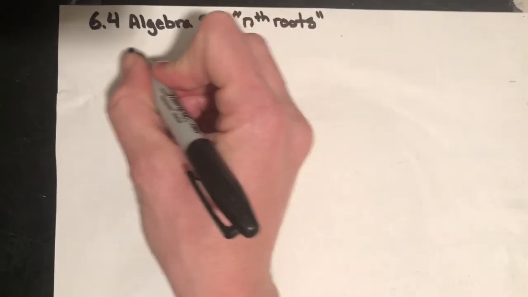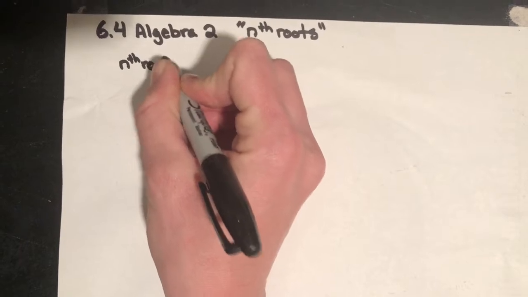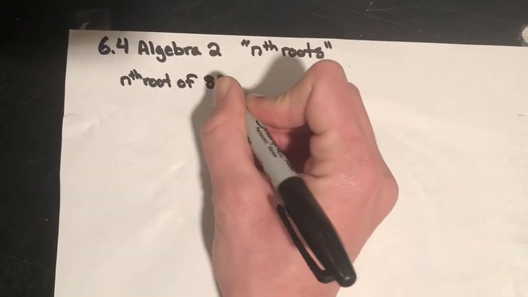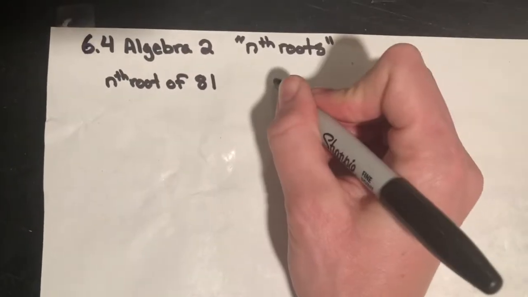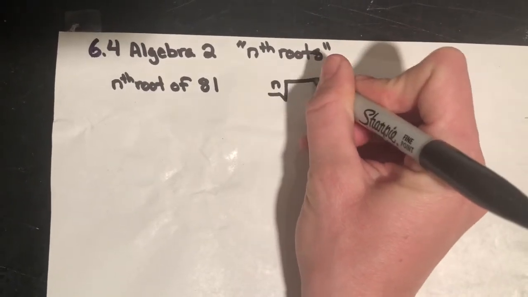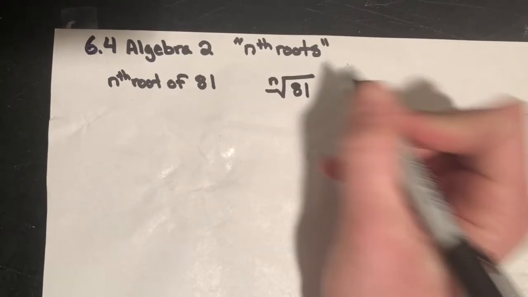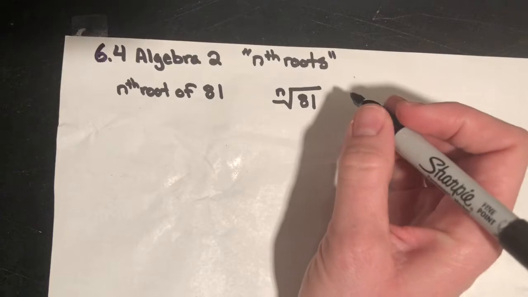Okay, so if I told you I would like to know the nth root of 81, you would say, well, what the heck is that? Here's what it looks like. We have a little n right here. It's an index number. And we have a square root sign. And I'm going to say 81. So if we want the nth root of 81, there's a couple things you need to know.